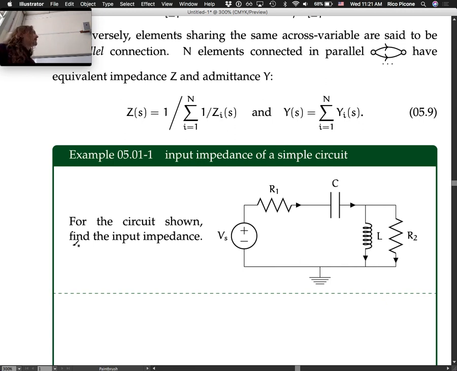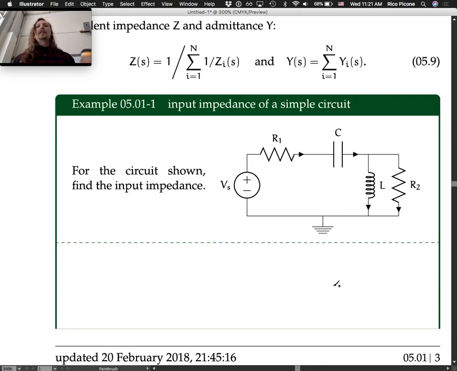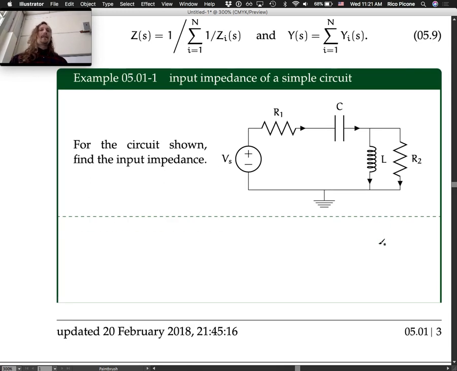Let's do an example. For the circuit shown, find the input impedance. We've got ourselves four different elements: resistance, capacitance, inductance, multiple resistances, some stuff connected in parallel, some stuff connected in series. So what do we do? Start by combining the two in parallel into a single input form.